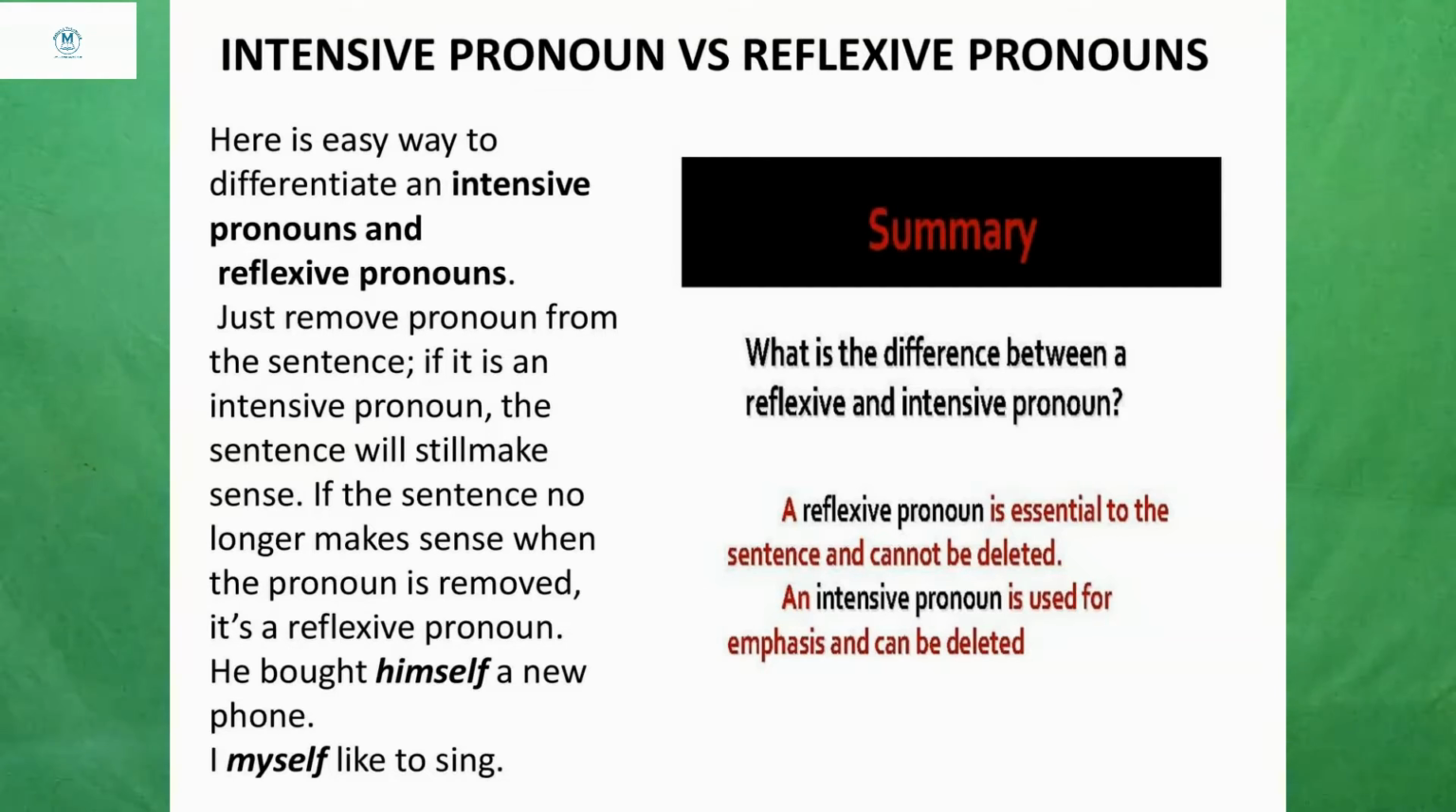A reflexive pronoun is essential to the sentence and it cannot be deleted from the sentence. Understood? Now what is the example? He bought himself a new phone. When you remove the reflexive pronoun from the sentence, the sentence will not be complete. But when you remove an intensive pronoun from the sentence, it doesn't affect the sentence. That is the major difference between them.